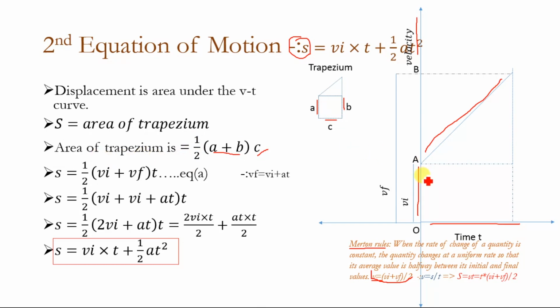Similarly, we have a geometry. This is Vi, this is Vf, the final velocity after some time, and this is the time axis t. Using this, we will get the area under the curve as S is equal to 1 over 2 into Vi plus Vf.